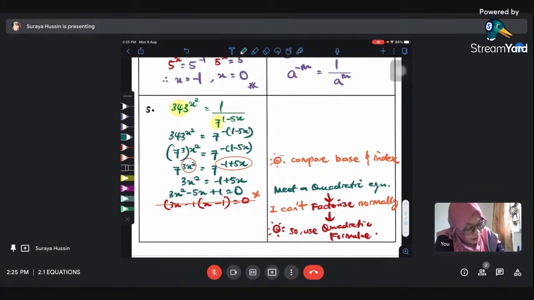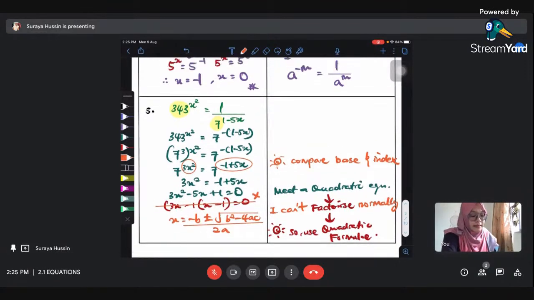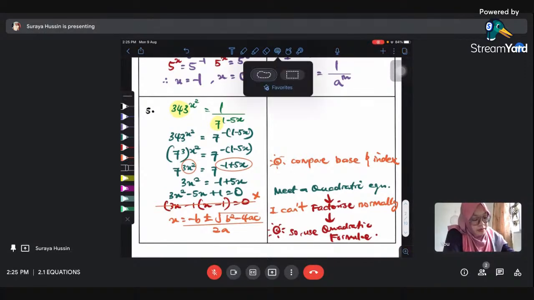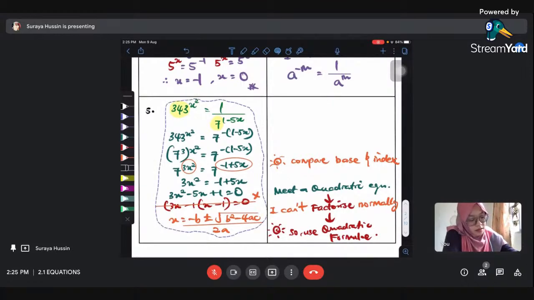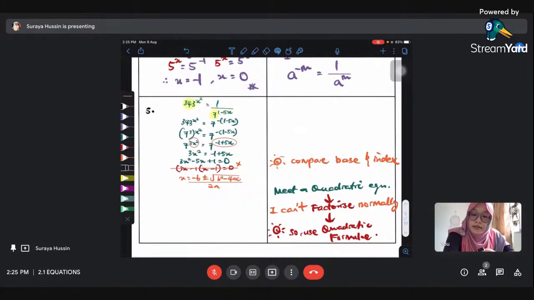X is equals to negative b plus minus square root of B squared minus 4AC, everything divided with 2A. You remember this? I got no spaces. I shall make it small a bit, for a while. Sekejap, yeah. I need some space here. I hope you can still see it.